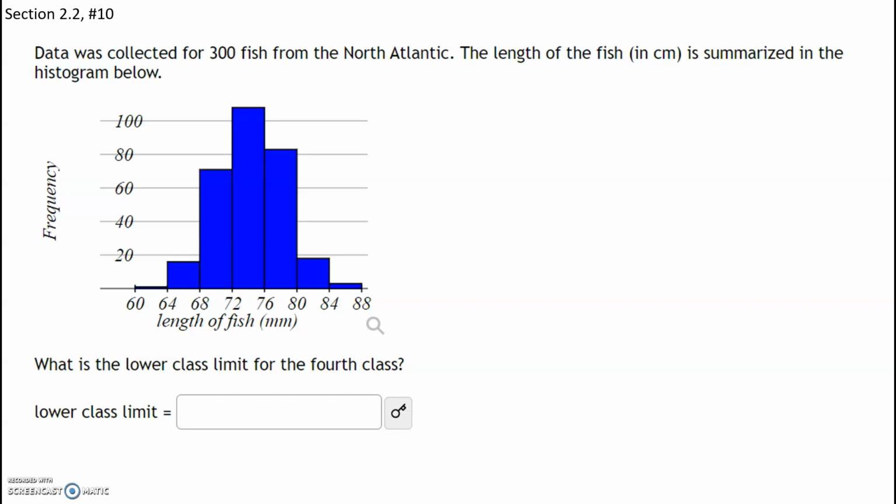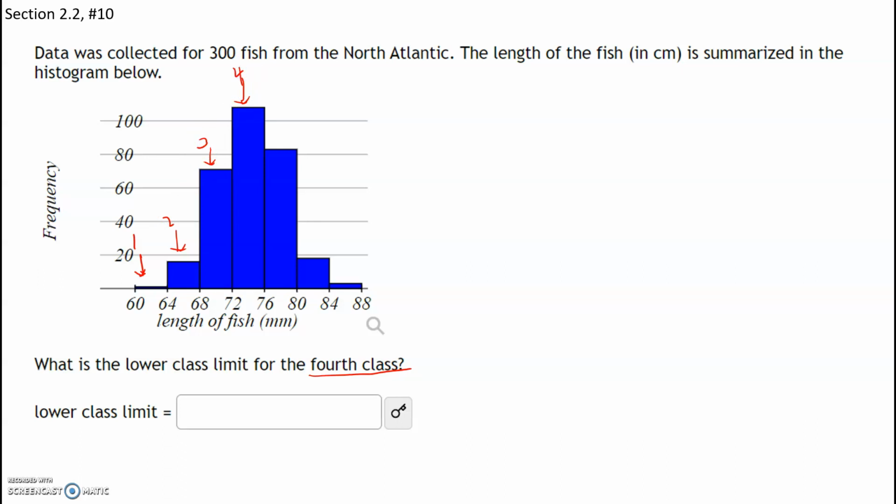Data was collected for 300 fish from the North Atlantic. The length of the fish is summarized in the histogram below. What is the lower class limit for the fourth class? Okay, so first thing we're looking at is the fourth class. So this is the first class right here. This is the second class. This is the third class. And this is the fourth class.